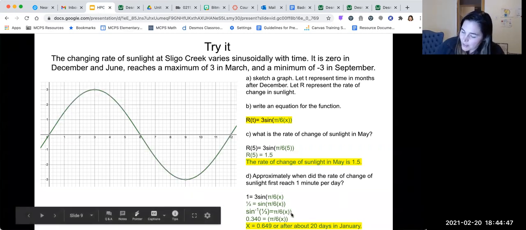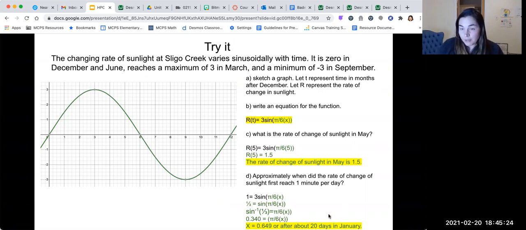Okay, so then lastly, approximately when did the rate of change of sunlight first reach 1 minute per day? So that's, again, substituting 1 for big R of t. That's the rate. Divide both sides by 3, inverse sine, and then divide both sides by pi over 6, and we get x equals 0.649. So you could say after 0.649 months, technically that answers the question. Or if you think, well, January has 31 days, so 64% of 31 is about 20 days. So you could say after about 20 days in January.